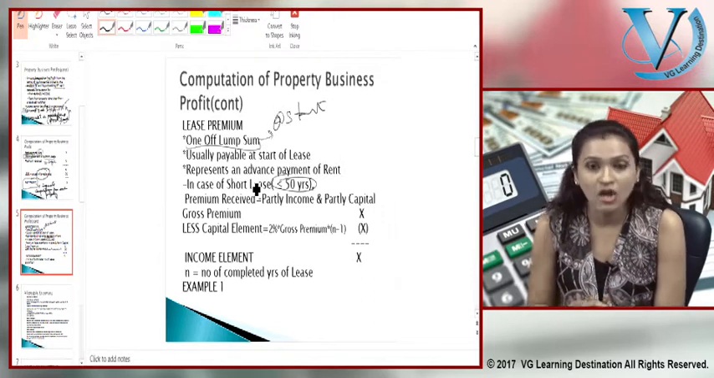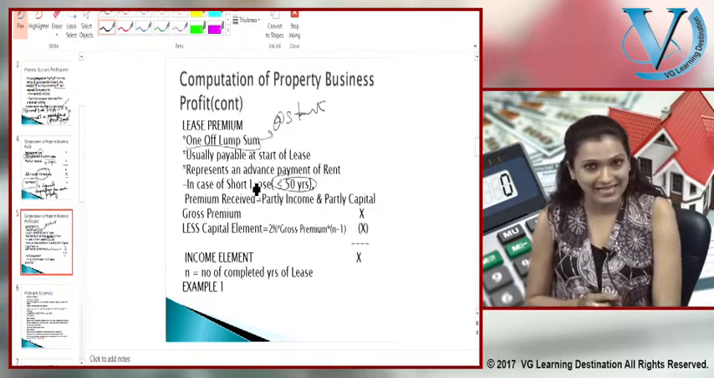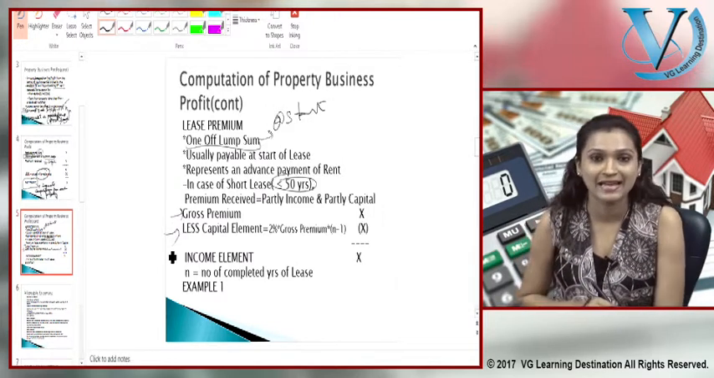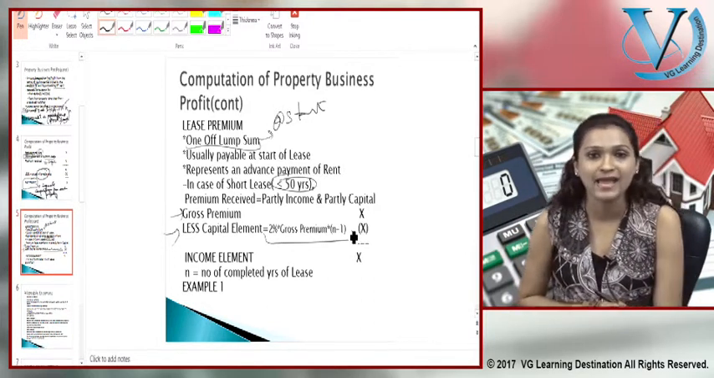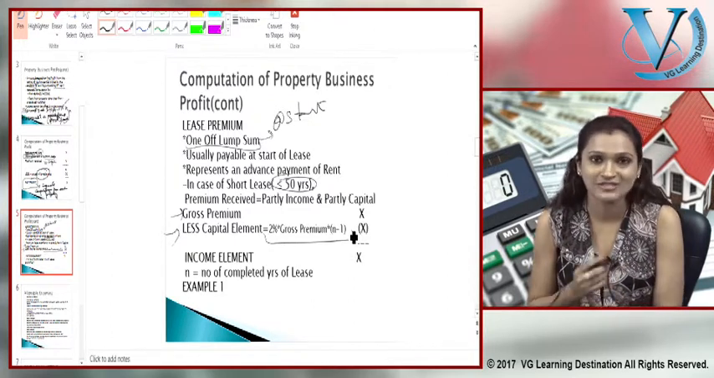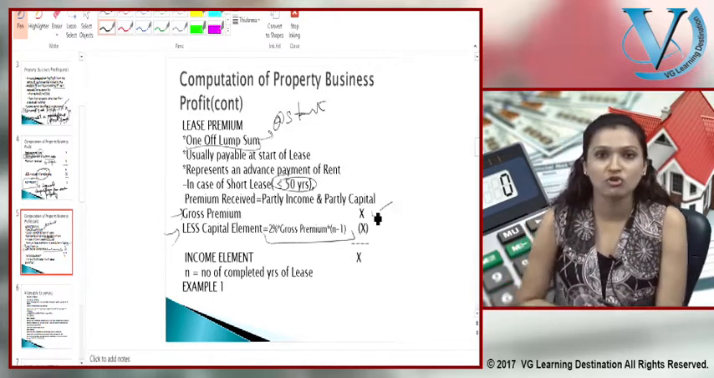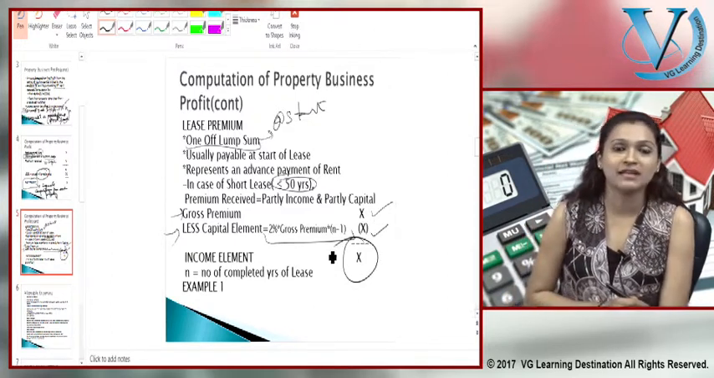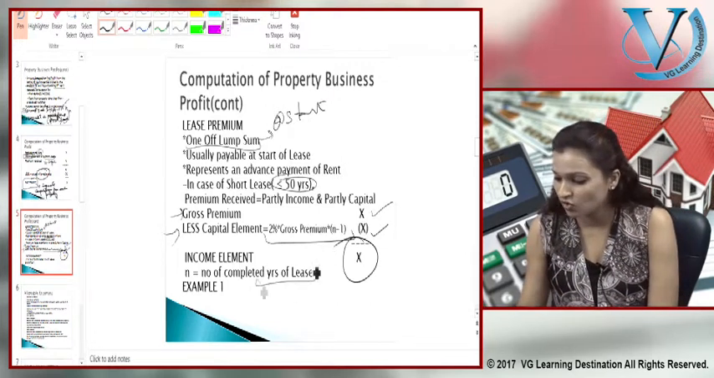What is the income element? From the total gross lease premium, you reduce the capital portion. What is this capital portion? The gross premium less your capital element, which is equal to 2% of the gross lease premium multiplied by n minus 1. N is the number of years for which the gross lease has been granted. So basically you start off with your gross premium, you reduce your capital element, and arrive at the income element of the gross lease premium. N is equal to the number of completed years of lease.